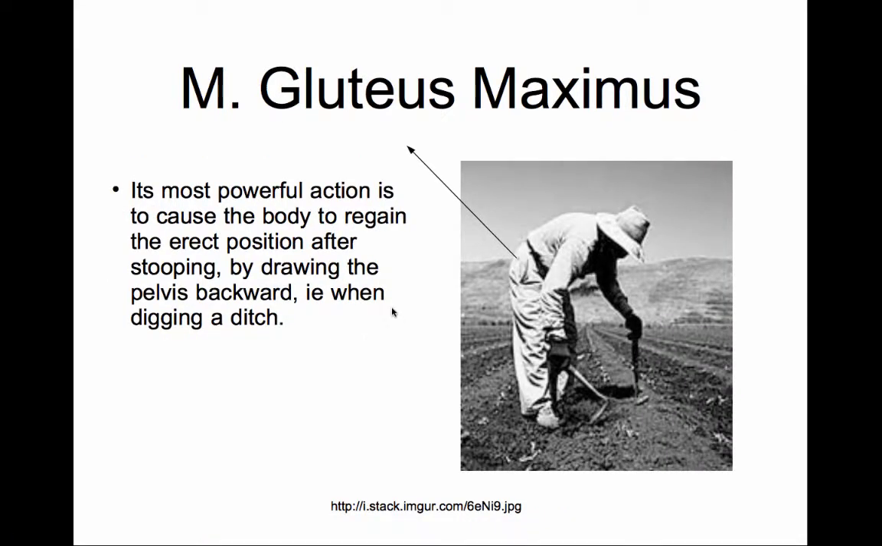Its most powerful action is to cause the body to regain the erect position after stooping by drawing the pelvis backward, for example when digging a ditch like this man here. So go up like this. This is the action of gluteus maximus.